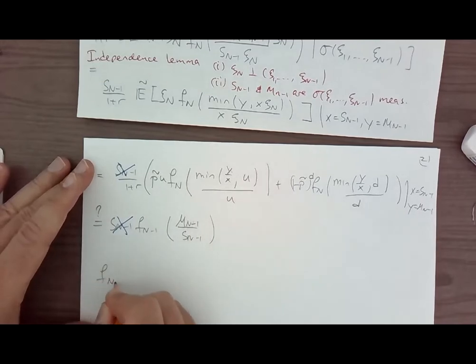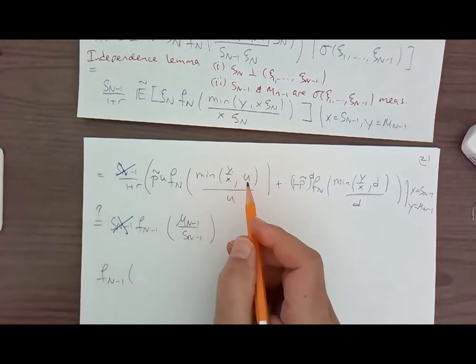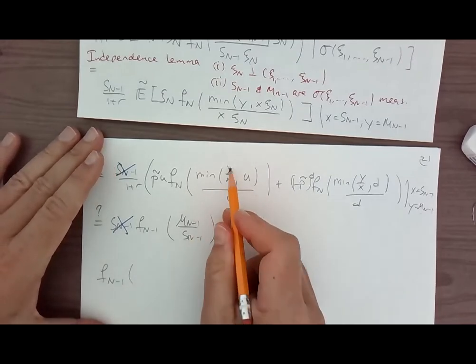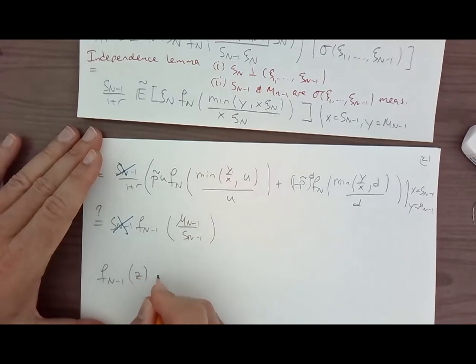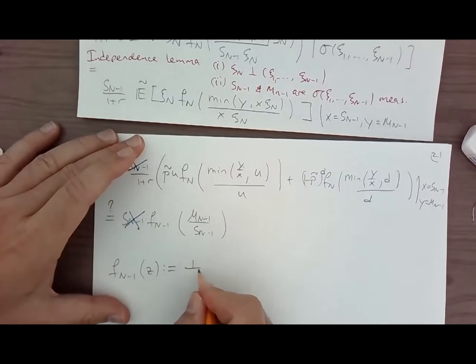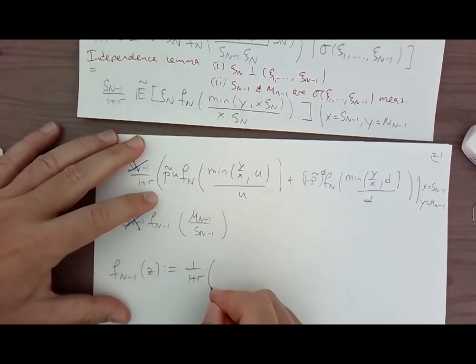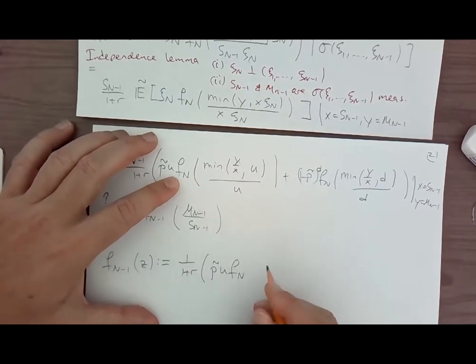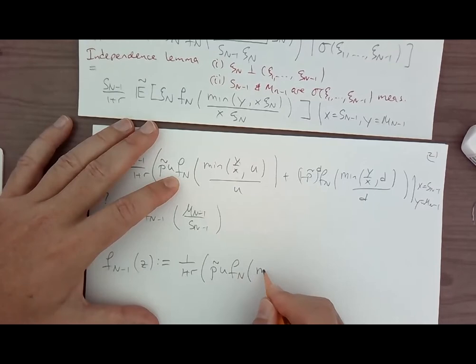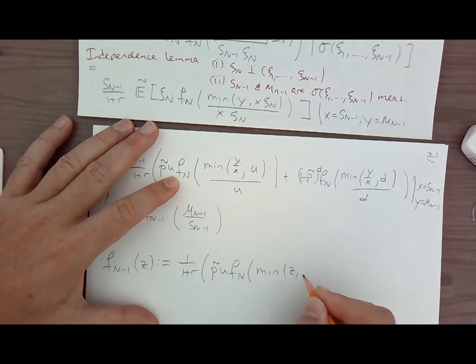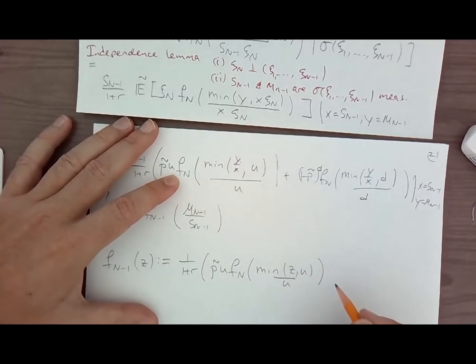We have that Fn minus 1. I don't know what variable is left to use here, maybe call it z. This is going to be given as 1 over 1 plus r, p tilde u, and then Fn applied to the min, and then here's our z, and then here's u divided by u. That was the first one.